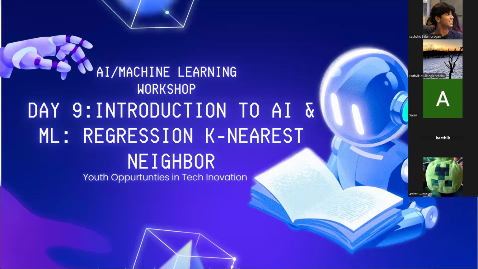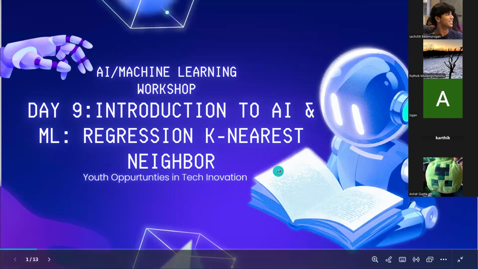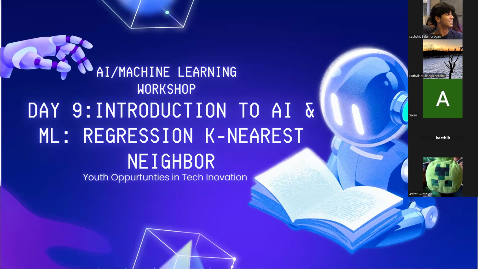Hey everyone. Today we're going to be continuing with the KNN model. Yesterday we looked at classification and how that works, and today we're going to be looking at regression. See how this works. So, let's get right into it. It's going to be a little bit different, but most of the concepts are going to be the same.